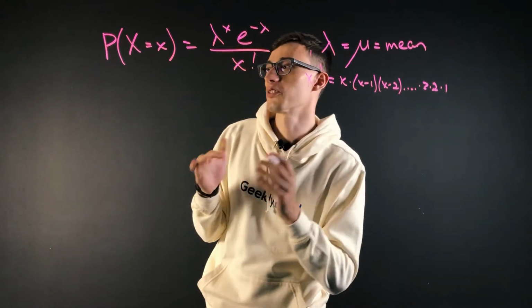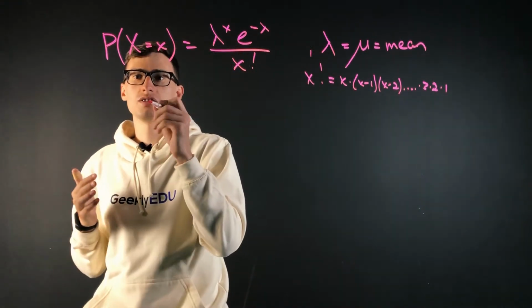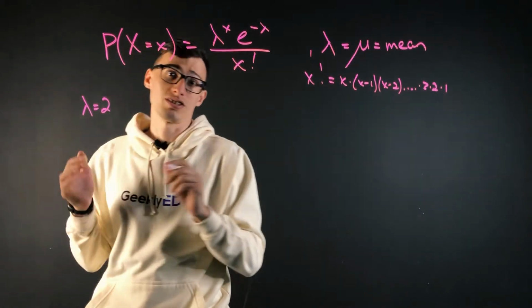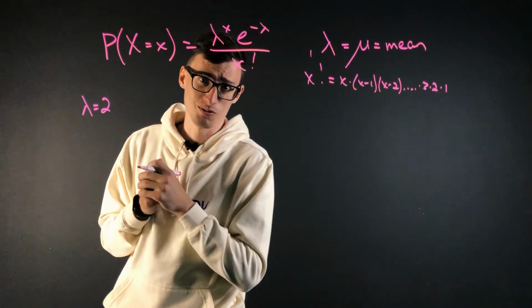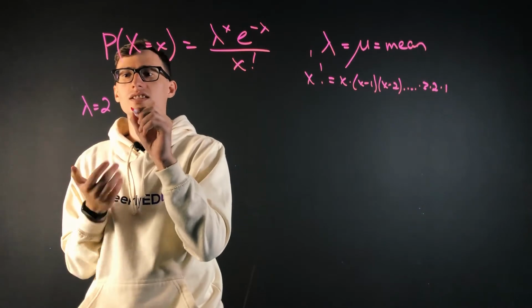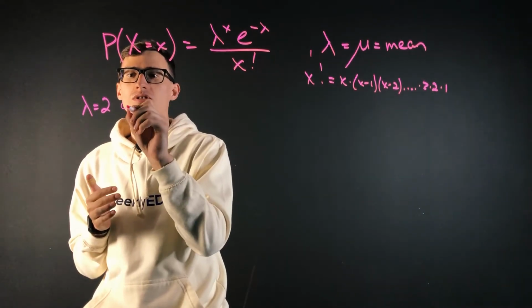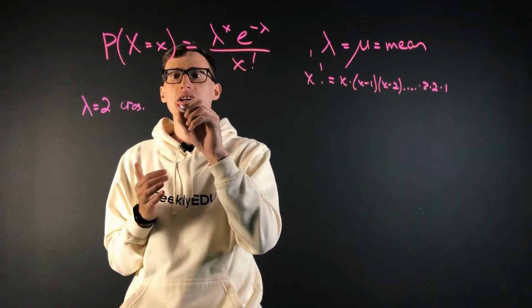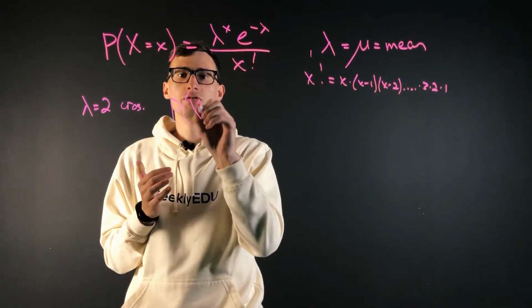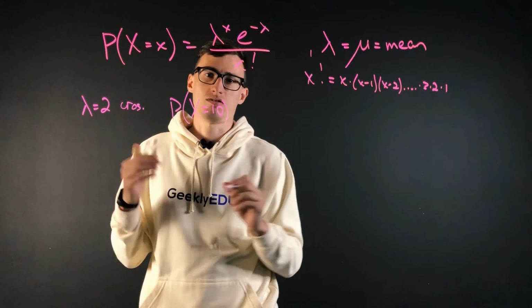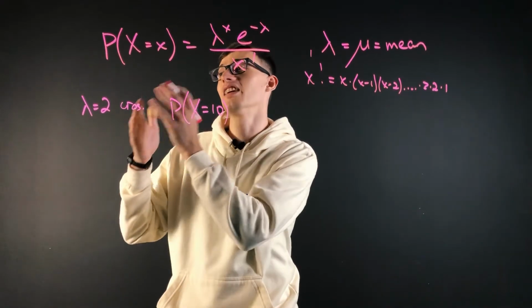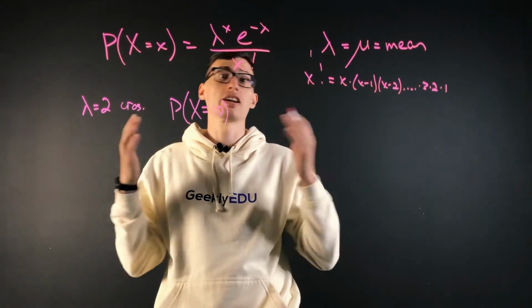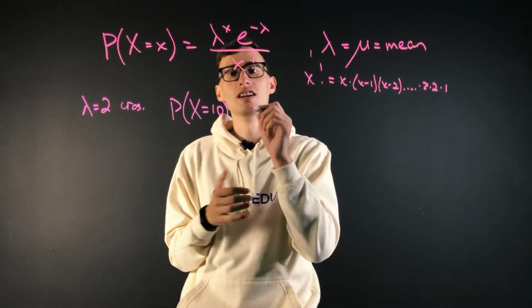Now let's take a look at the first example with the average being, let's say, lambda equals 2 croissants for the Poisson distribution. So let's say you eat on average 2 croissants per day, right? And we want to know, what is the probability of you eating 10 croissants in a day? If you're eating 2 on average, what are the chances that you're going to eat 10? You're going to wake up on a Thursday morning and just binge on croissants.